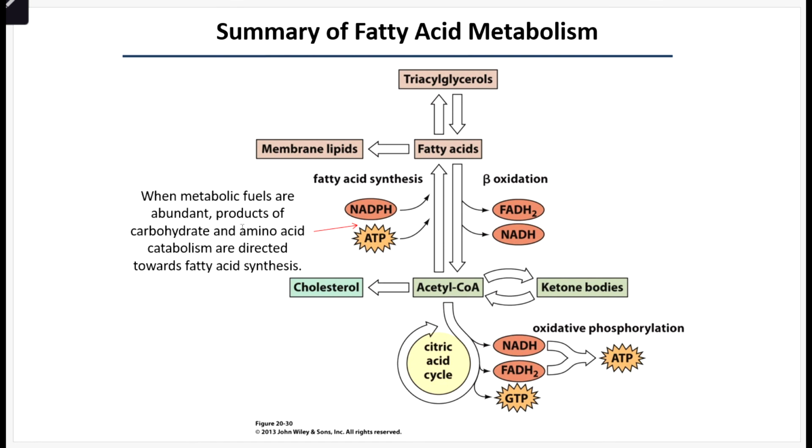When metabolic fuels are abundant, however, lots of ATP, the products of carbohydrate and amino acid catabolism are directed towards fatty acid synthesis. And so we have enough ATP. And so if we have excess fatty acids, we will use those fatty acids and store them or use them to build other things. So if we have a lot of ATP, we're going to build fatty acids. Not a lot of ATP means we're going to use fatty acids for energy.